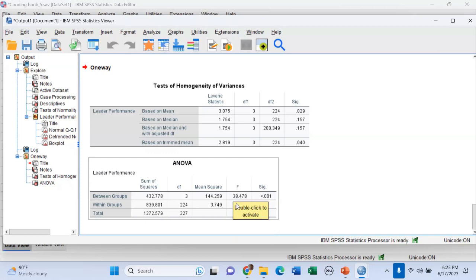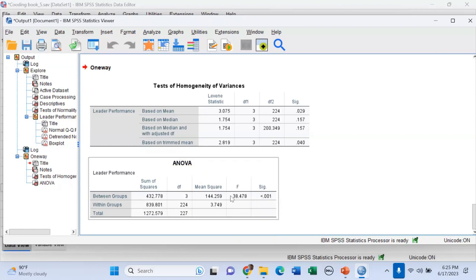But if you look at our F value, it is 38.478. It means it is greater than 1. It means equality of variance is not assumed. There are differences. And secondly, the p-value also indicates that there are significant differences. How much difference do we have? We are going to look at it by conducting post hoc analysis.